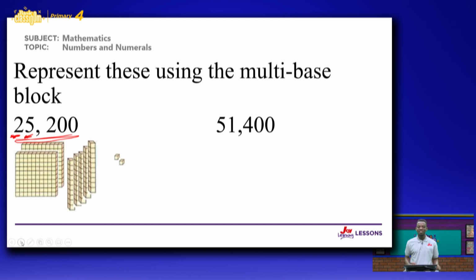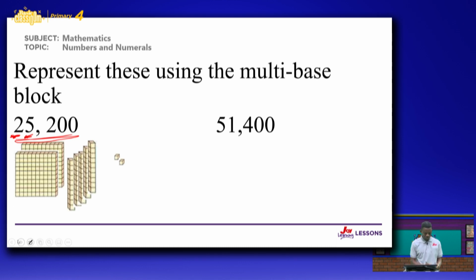Let us see. And I believe what we have on the screen is the same as what you have gotten. So we have 2 of the flats, which represents 20,000. Then we have 5 of the longs, which represents 5,000. And we have 2 of the units, which represents 200. So our number is 25,200.